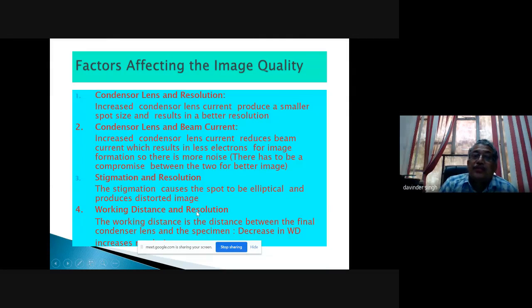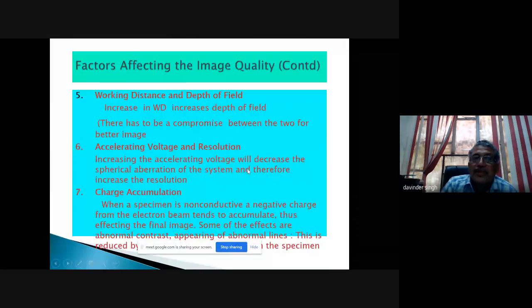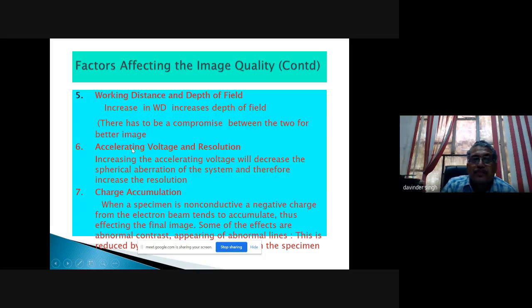Then working distance, as I told you earlier, working distance and resolution are directly related. So the working distance is the distance between the final condenser lens and the specimen. So a decrease in working distance increases the resolution. Then working distance and depth of field view, in that case also you can change. There is some compromise between the two parameters. Accelerating voltage and resolution, again, if you increase the voltage, definitely resolution will improve, but you have to compromise somewhere with the other electronics. Okay, because there is again the charge accumulation.